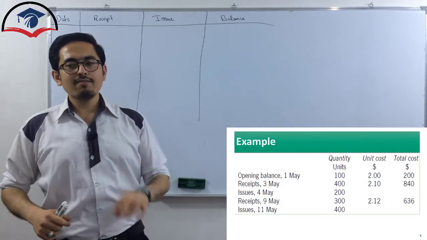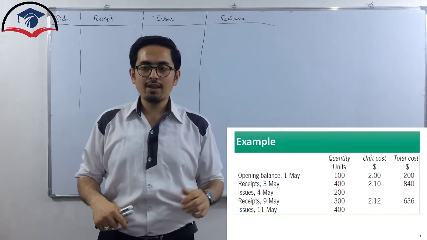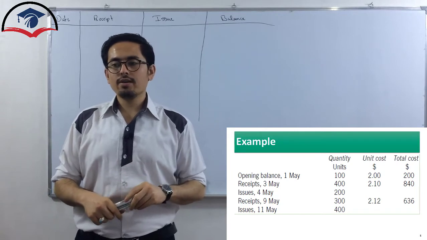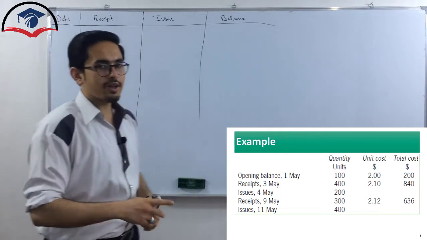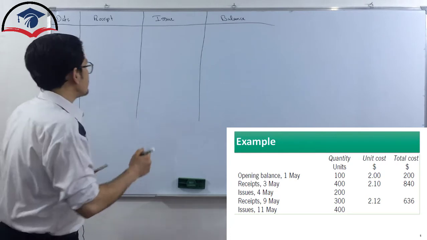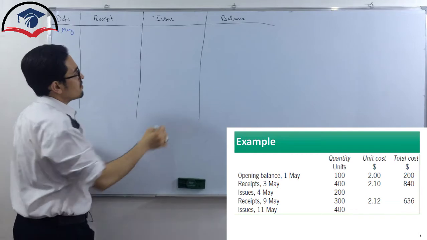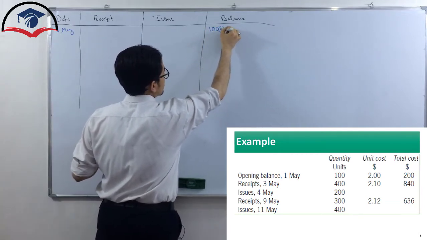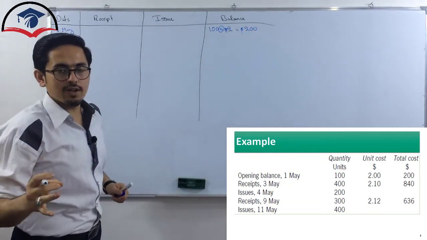To go ahead, we have an example related to the month of May, from 1st to 11th May. We had two receipts and two issues. That's why we're gonna cover this example as per the LIFO method. How are we gonna go ahead? First of all, on 1st May we have 100 units as the opening inventory. 100 units at the rate of $2 equal to $200 is the opening inventory value.